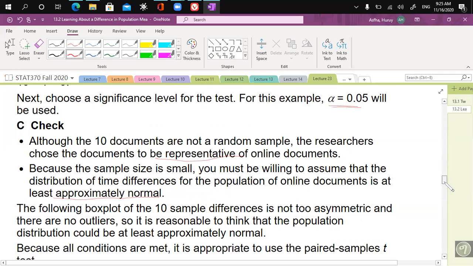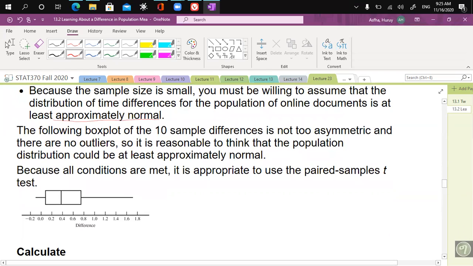So let's see. We have a box plot here. Yeah, it's skewed to the right. But of course, this is a sample out of the whole population. This is a small sample, so this difference could be a sample thing. Another thing, if you look at the box and the median, it's not too far from the center.